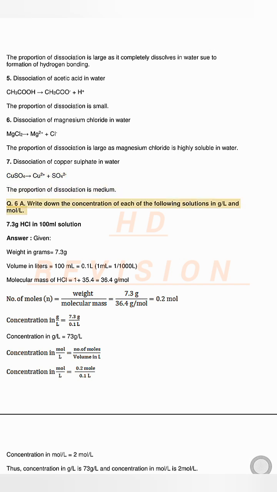Q6A. Write down the concentration of each of the following solutions in gram per liter and mole per liter. 7.3 grams HCl in 100 milliliters solution. Answer. Given. Weight in grams equals 7.3 grams. Volume in liters equals 100 milliliters equals 0.1 L, 1 ml equals 1/1000th L. Molecular mass of HCl equals 1 plus 35.4 equals 36.4 grams per mole. Concentration in gram per liter equals 73 grams per liter. Concentration in mole per liter equals 2 moles per liter.